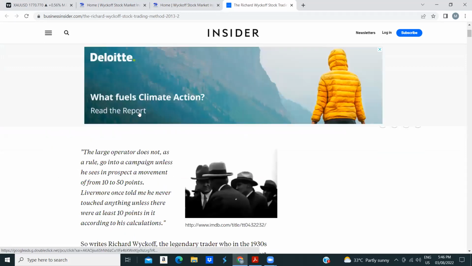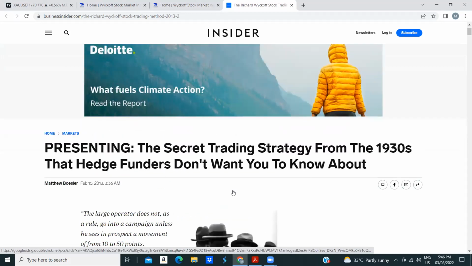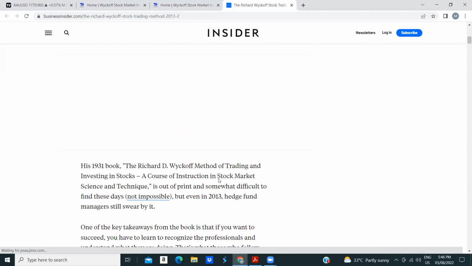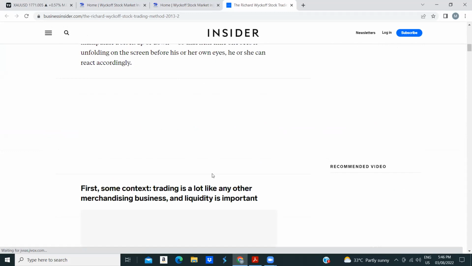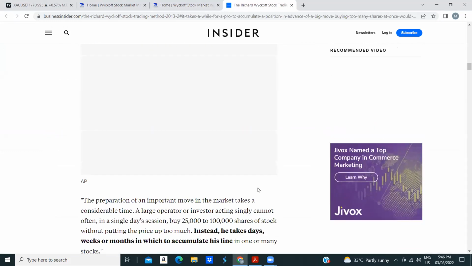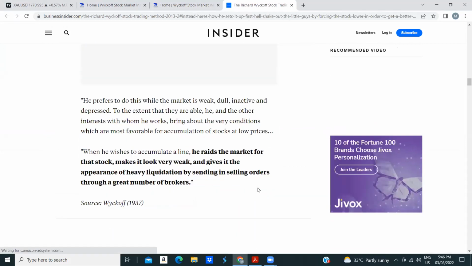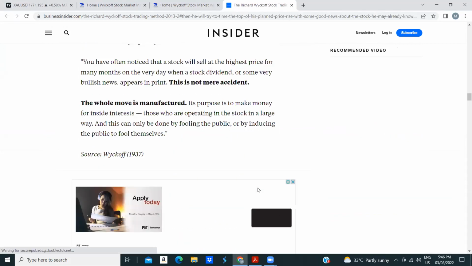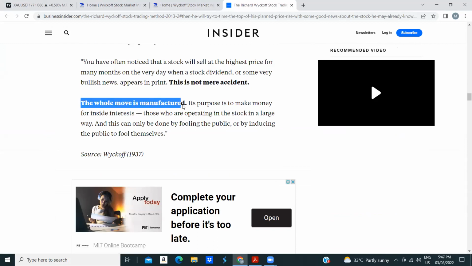So this gives you the overview. How does the Wyckoff method come into play? How was this method developed? If you go through this entire article, you will understand how they say that the whole move is manufactured.